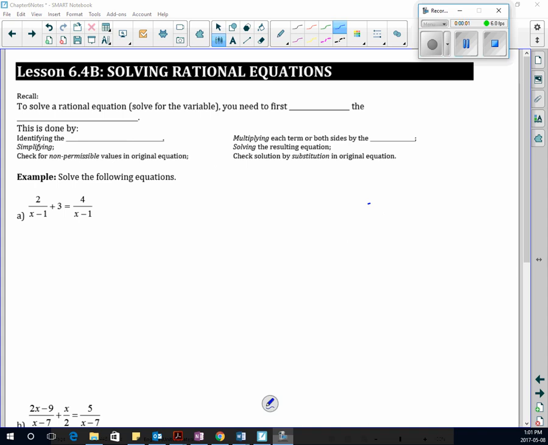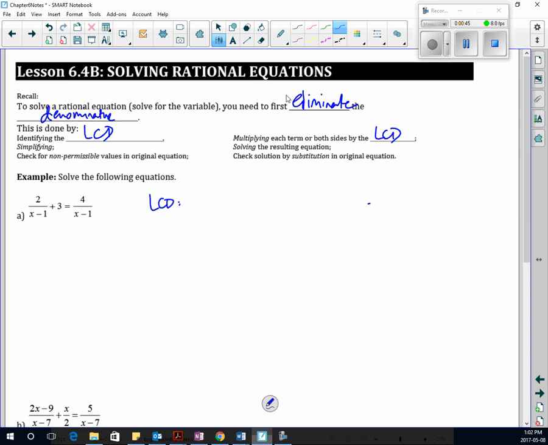Okay, so this is our second day of solving rationals, so these are going to get a little bit more intense. To solve a rational equation, solving for the variable, you first need to eliminate the denominator. This can be done by identifying the LCD, multiplying each and every term on both sides by the LCD, simplifying, solving the resulting equation, checking for non-permissibles, and then checking by subbing it back into the original. So what is my LCD here?